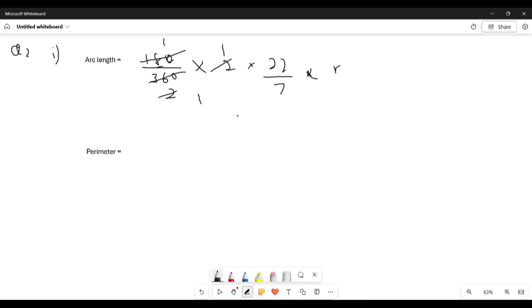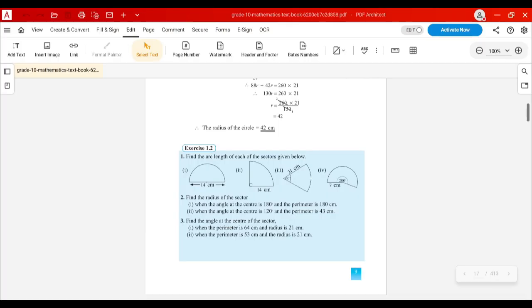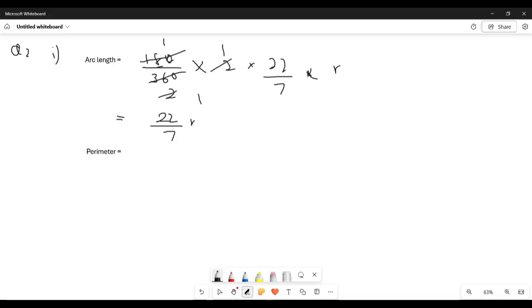So our answer is what? 22 over 7 into r. That's it, 22 over 7 r. So this is our arc length for now, right? So now when you go to the perimeter, they have given you a perimeter. No? The perimeter is given as what? 180 centimeter.